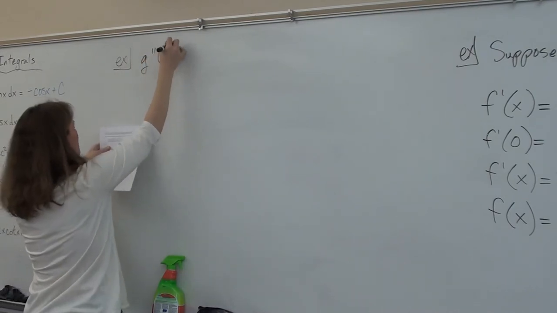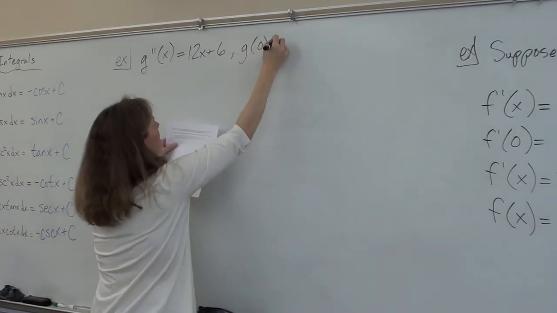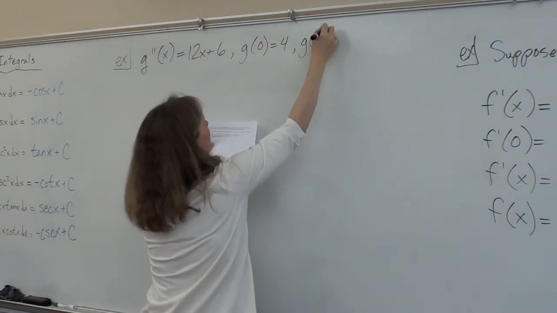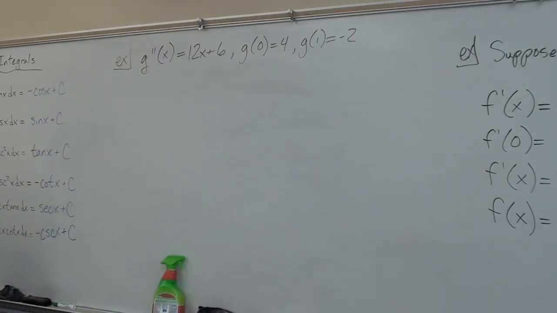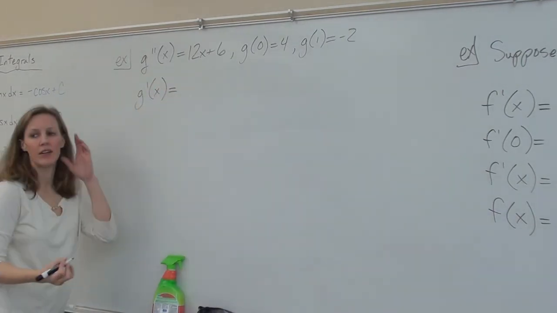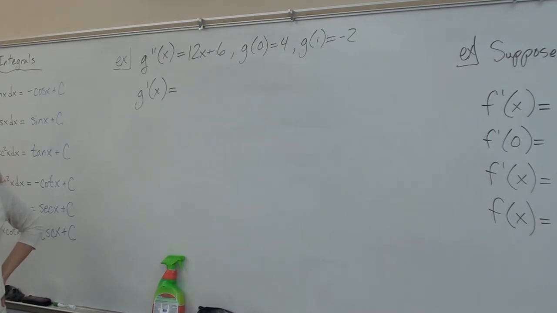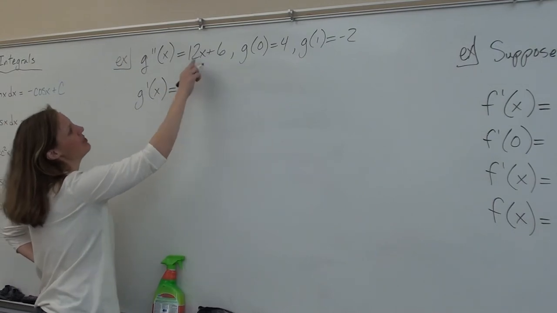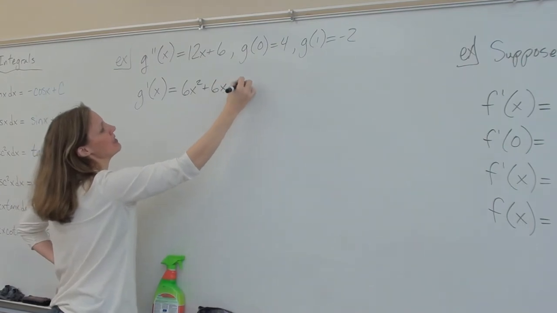All right, suppose g double prime is 12x plus 6, g of 0 is 4, and g of 1 is -2. And now you have to find g. I'm going to walk you through this for time's sake. Everyone got a copy down? No? Okay. Strategically slow students. Okay, so the antiderivative of g double prime would be 6x squared plus 6x plus c.